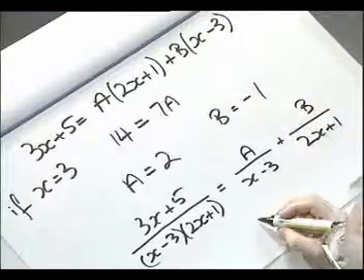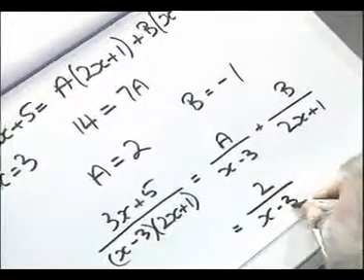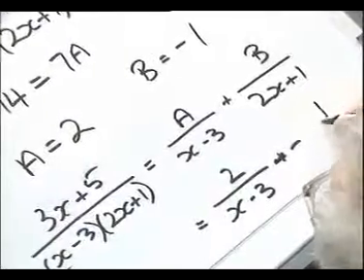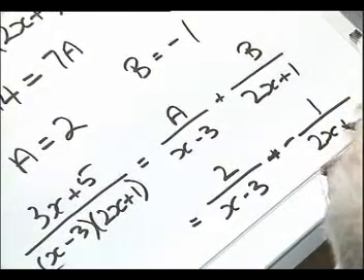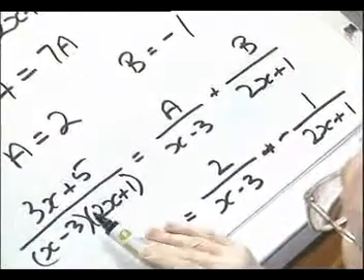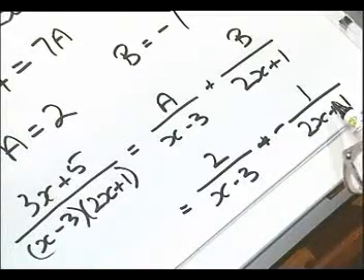Since a is 2 and b is minus 1, we can say that this is 2 over x minus 3 minus 1 over 2x plus 1, which is the sum that we started with, and we have now broken this back into its component parts called partial fractions.